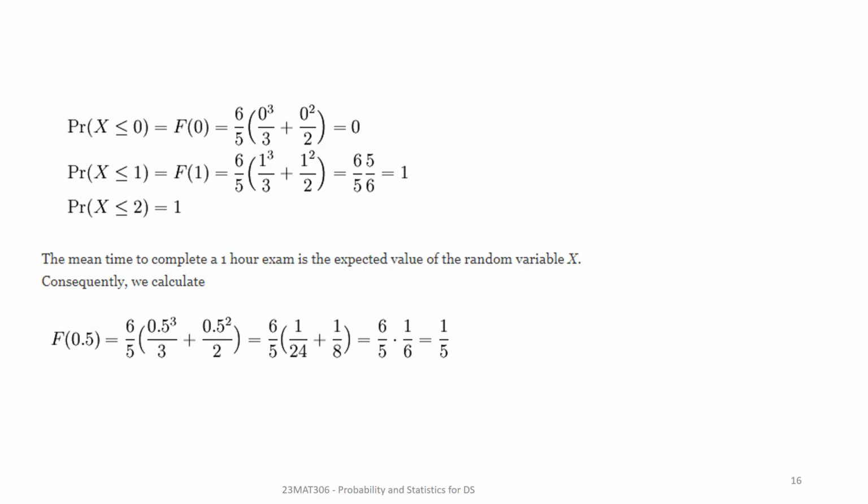So the final question: the probability that a student finishes the 1-hour exam in less than half an hour. We calculate the value of capital F of 0.5. The value is found to be 1 by 5. So always ensure that the total probability equals 1. This confirms your function is valid.